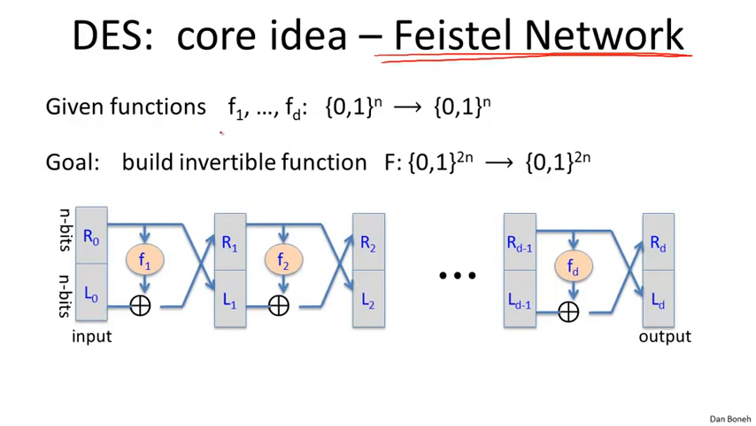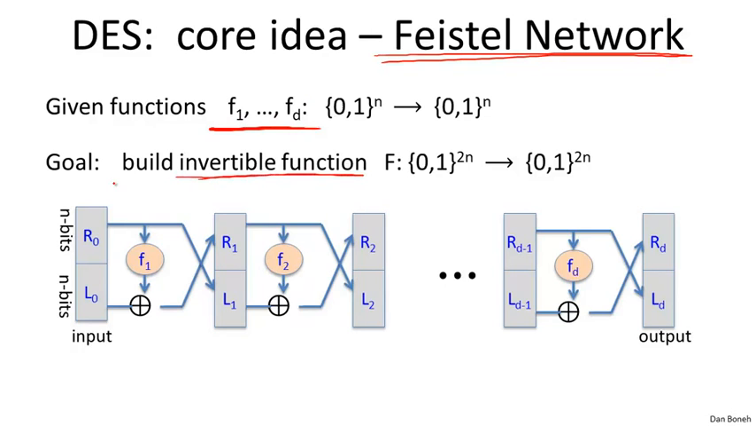Block cipher out of arbitrary functions f1 to fd. Imagine we have these functions f1 to fd that happen to map n bits to n bits. Now these are arbitrary functions. They don't have to be invertible or anything. What we want to do is build an invertible function out of those d functions.